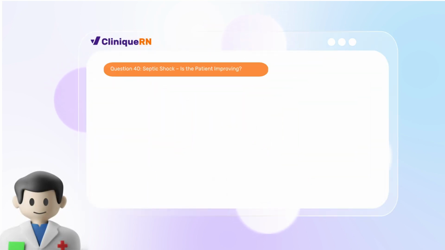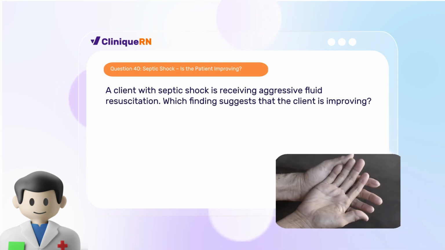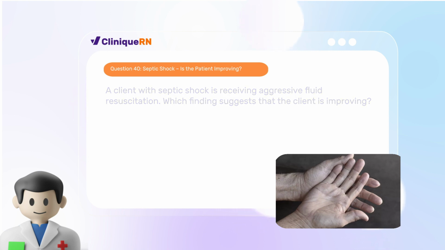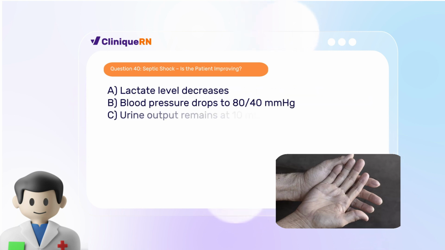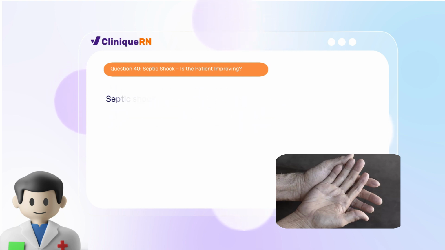Question 40. Septic shock. Is the patient improving? A client with septic shock is receiving aggressive fluid resuscitation. Which findings suggest that the client is improving? A. Lactate level decreases. B. Blood pressure drops to 80/40 millimeters of mercury. C. Urine output remains at 10 milliliters per hour. D. Skin becomes cool and mottled.